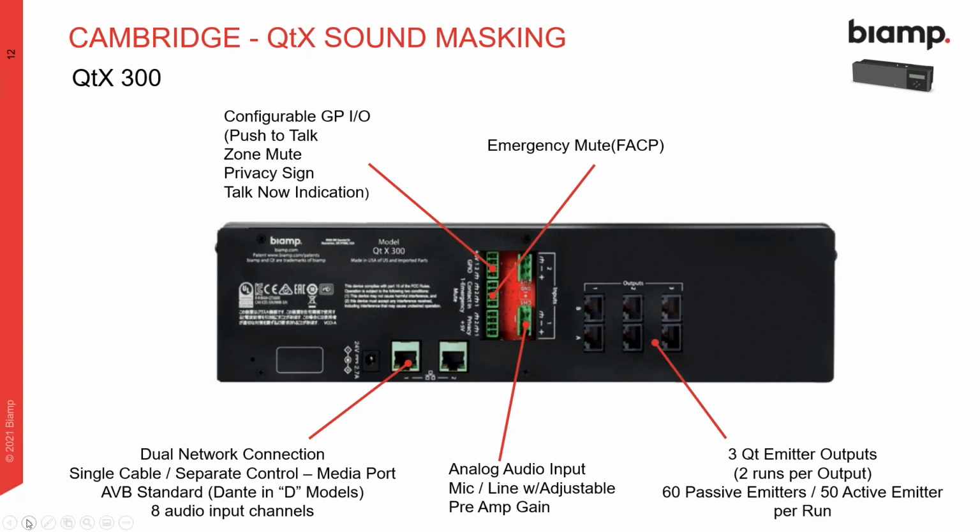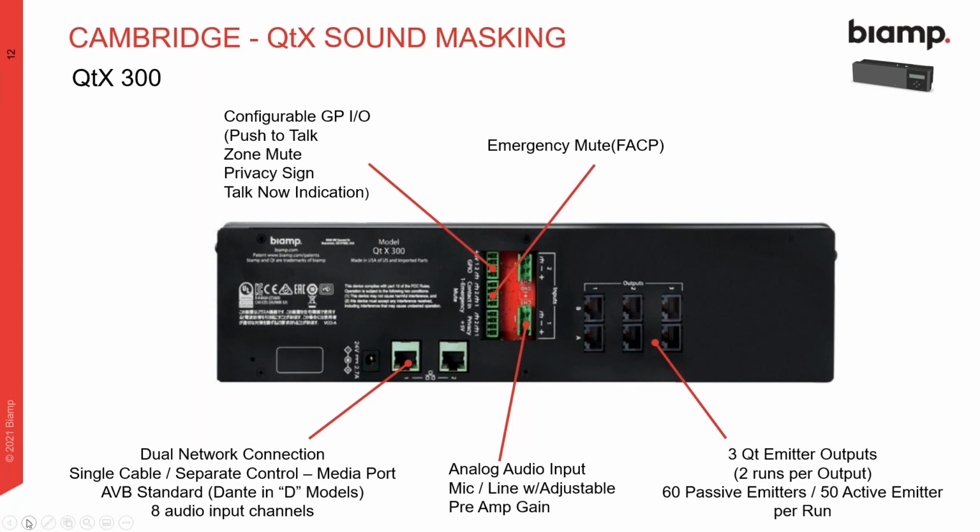These network connections are integrated into this system in standard Biamp fashion, where you can do AVB or Dante with these ports to be able to connect processors together and move audio around. The reason there are 2 ports is because you can either do control and media on one port, or you can separate control on one and media on another.